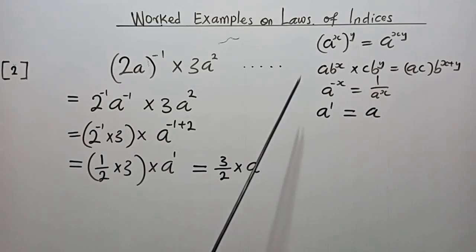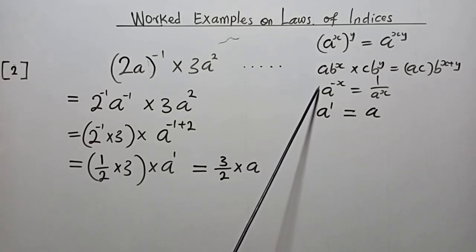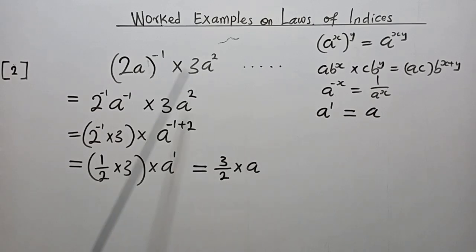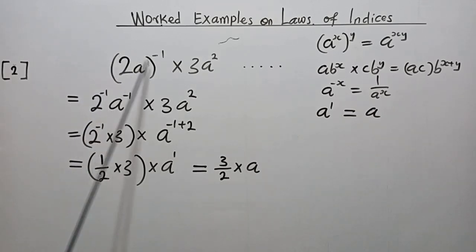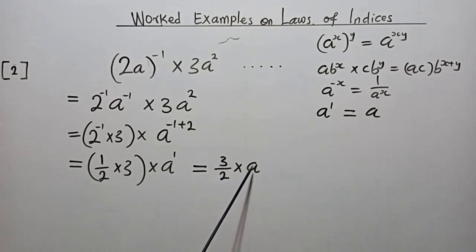That means that so far we have applied this law, this law, this law, and this law in carrying out this number operation on indices using laws of indices. All right, at this point, please, again, what happens next? Simplifying further, 3 over 2 times a will give us what? Let's see.